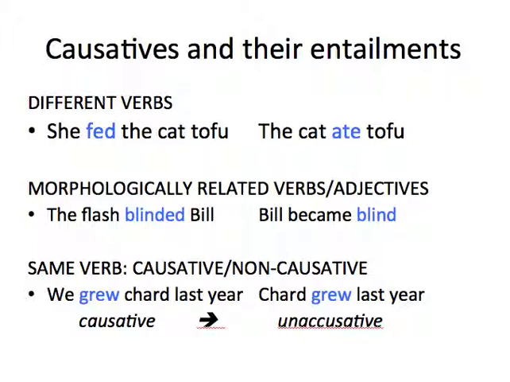You can have morphologically related verbs and adjectives. So you have a verb like to blind. The flash blinded Bill, and the entailment is Bill became blind, and so we're going from the verb to the adjective. And then we can have the same verb, causative and non-causative. So we grew chard last year, which is causative, and that entails chard grew last year. And that's what we call an unaccusative. We'll talk a bit about that later. But notice the chard doesn't cause itself to grow. It's something causing the chard to grow.